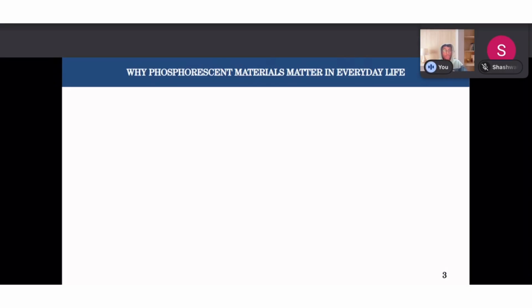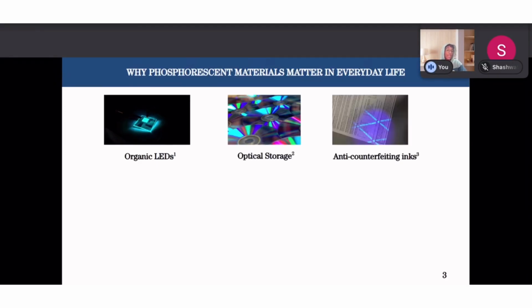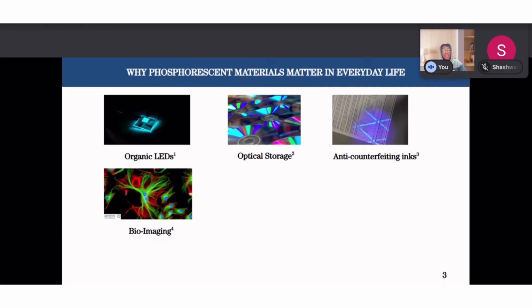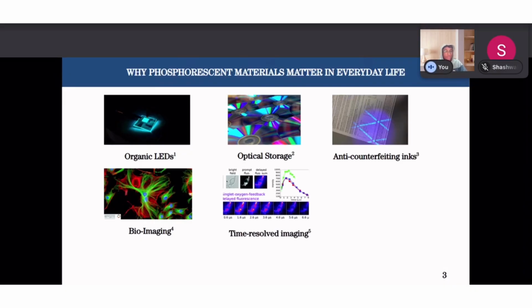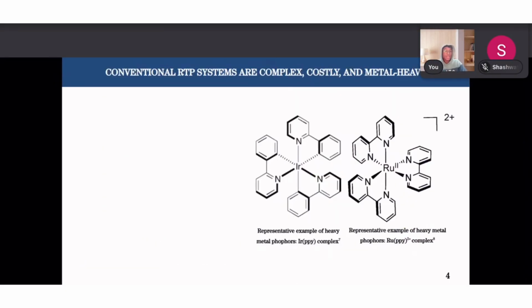Phosphorescent materials have a much broader use case in everyday life and in the scientific community. They're used in organic LEDs, optical storage devices, and also in anti-counterfeiting inks. They've been increasingly used in bioimaging, where they have been used to study cells and different kinds of biomechanical and biochemical processes involved. They're also used in time-resolved imaging of different kinds of materials. They also help us in a very common use case, that is, glow-in-the-dark safety signs.